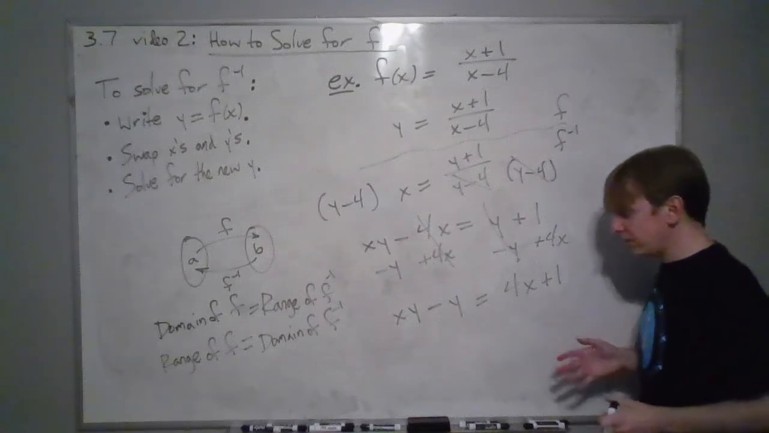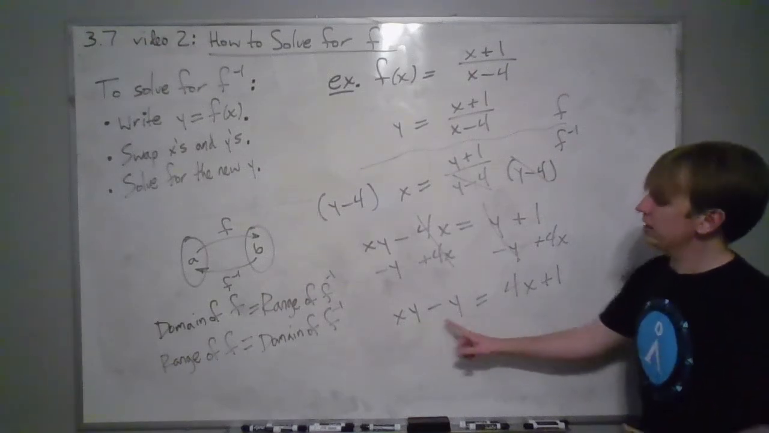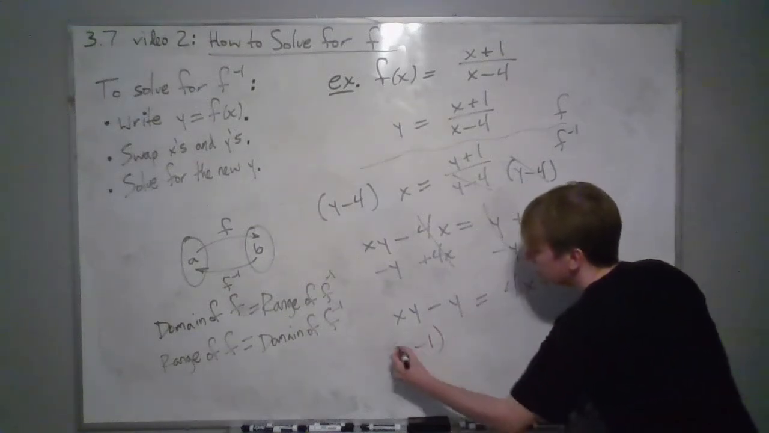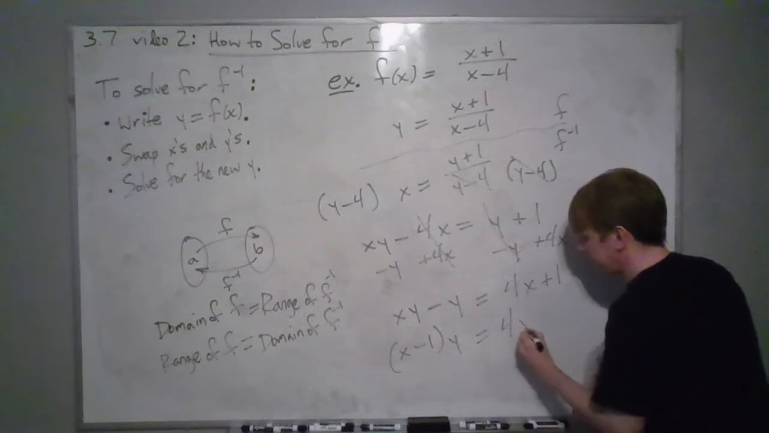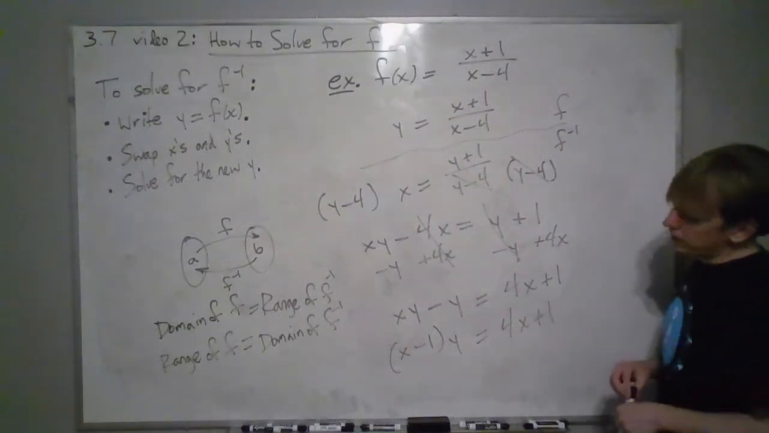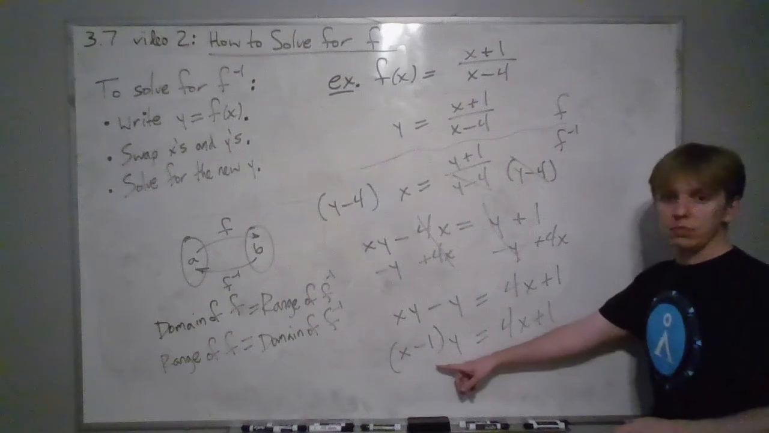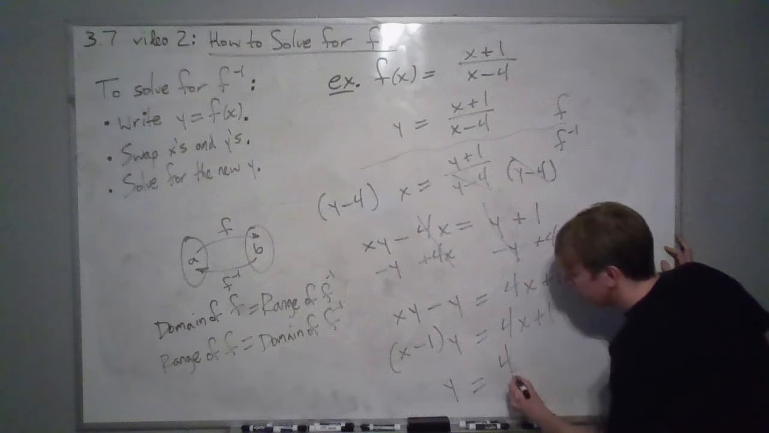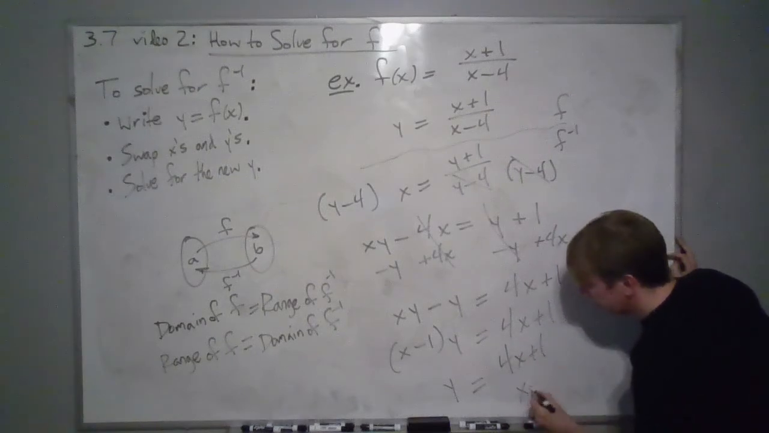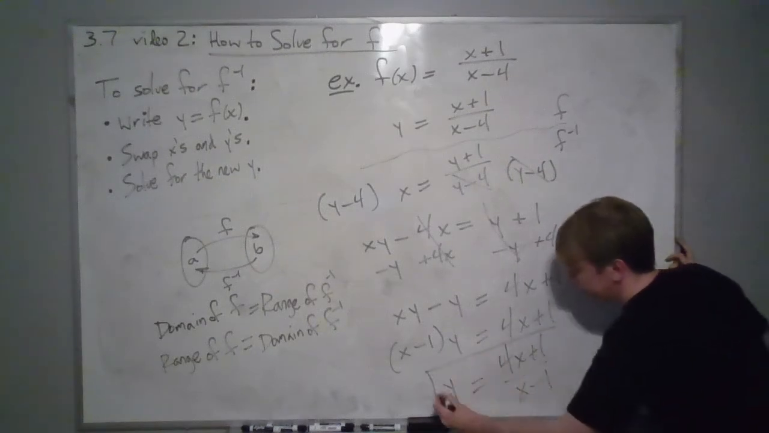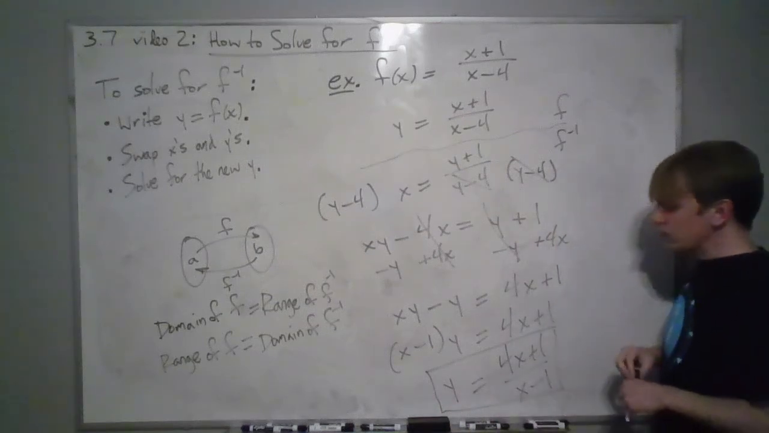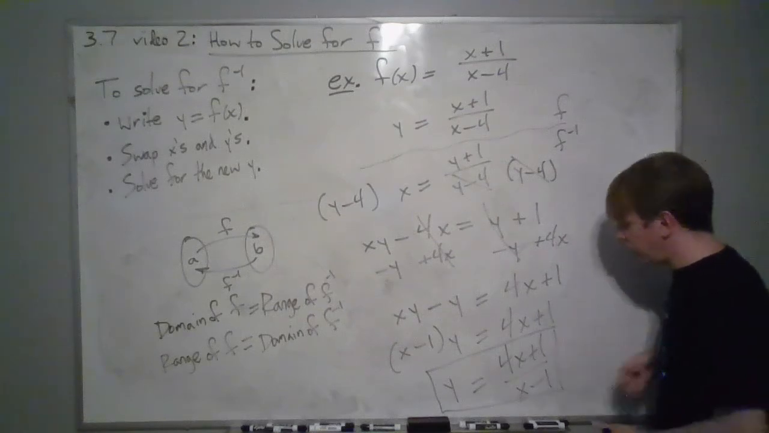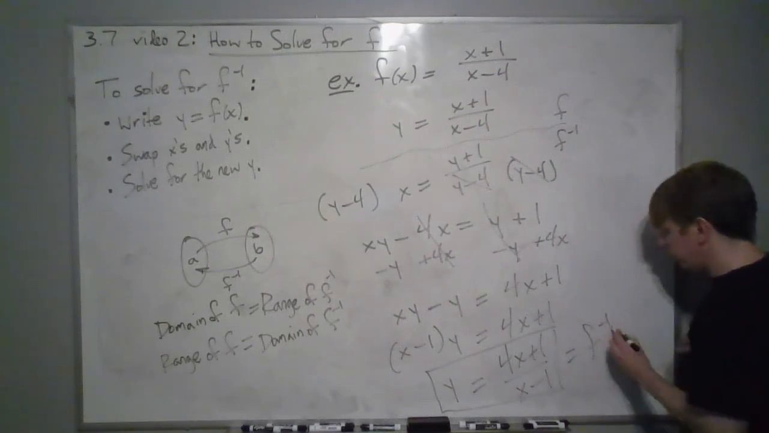Okay, I'm making progress. I just need to figure out how to get y by itself, and so I'm going to factor out y. So x minus 1 multiplied by y. And then I guess if I divide both sides by the thing in parentheses, the x minus 1, then I should have y by itself. So y is going to be equal to 4x plus 1 divided by x minus 1. Okay, this is y, but it's also our inverse function. So instead of y, I could write equals f inverse of x.